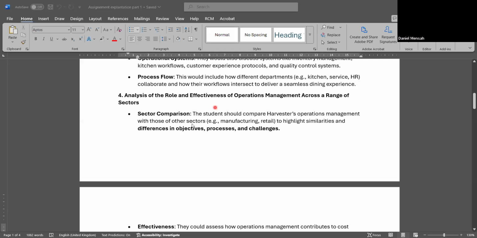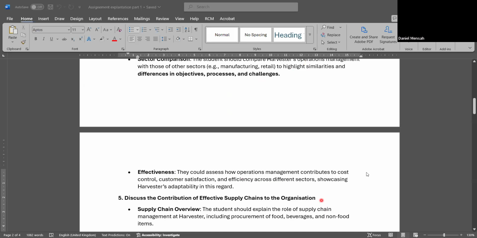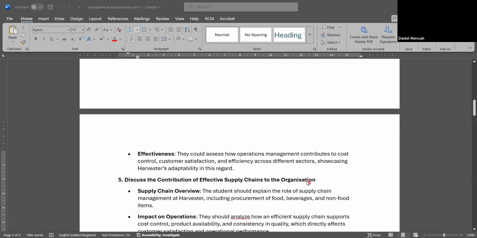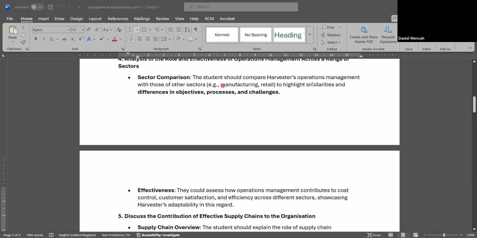First you are going to analyze the role, and then you are going to assess the effectiveness of the operation management. To check the effectiveness, you need to assess how operation management contributes to cost control, customer satisfaction, and efficiency across different sectors. So in each sector, what are they focusing on through the operation management? What do they want to achieve?